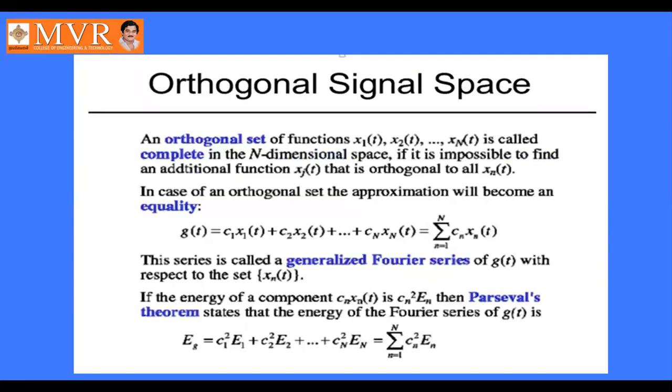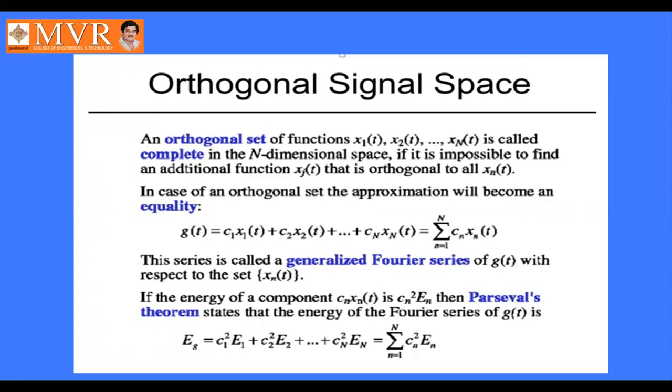So an orthogonal set of functions x1(t), x2(t) up to xn(t) is called complete in the n-dimensional space, if it is possible to find an additional function xj(t) that is orthogonal to all xn(t). In case of a complete orthogonal set, the approximation becomes an equality.